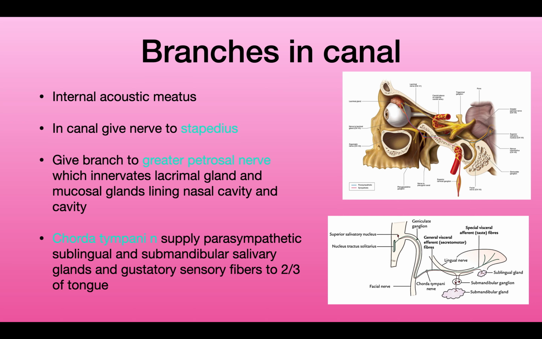Okay, so in the canal, or the auricular temporal canal right now, it's going to host the internal acoustic meatus and gives the nerve to the stapedius. That in turn gives a branch to the greater petrosal nerve, which innervates the lacrimal gland and the mucosal lining of the nasal cavity. And the chorda tympani nerve is going to supply the parasympathetic sublingual and submandibular salivary glands and the gustatory sensory fibers to the 2/3 of the tongue.